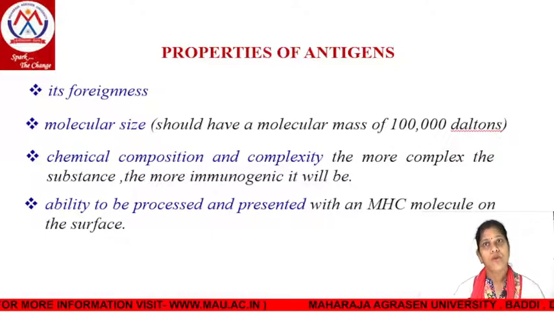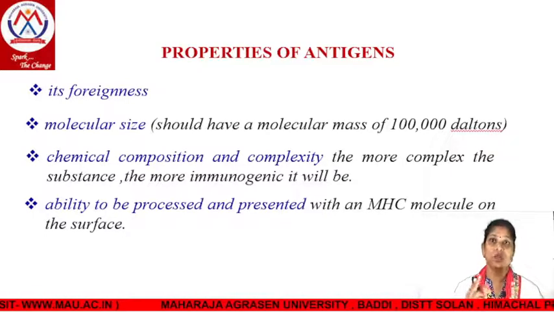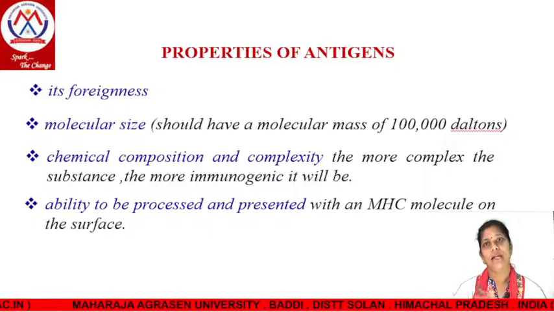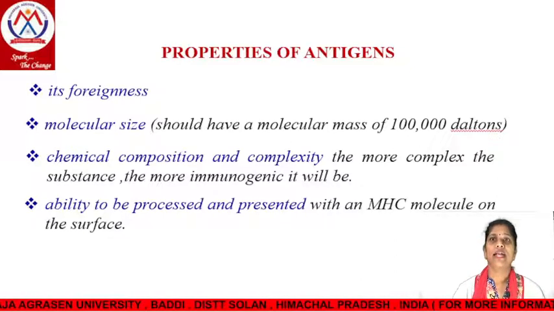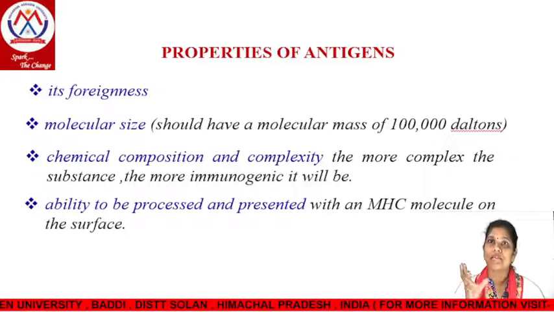So, it is more complex, its composition is very different. So, it will be more immunogenic as compared to the molecule which is not complex. For example, if the molecule is only having protein or only having carbohydrate, it will not be as effective an antigen as compared to the complex one. The last point is the ability to be processed and presented with an MHC molecule on the surface. Each and every antigen should have the property to be presented by the MHC molecule on the surface of the cell.